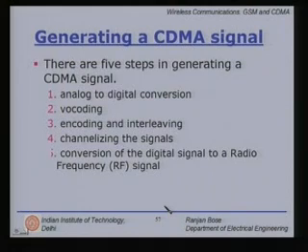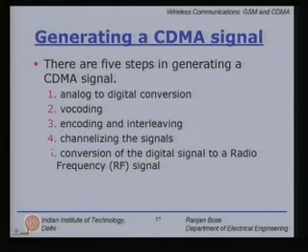So let us now talk about generating a CDMA signal. There are 5 essential steps in generating a CDMA signal. First of all, we have to go from our analog world to the digital world, so we have to do an A to D conversion. Then an important step where a lot of emphasis is paid in CDMA systems as compared to GSM systems is the voice coder or the vocoding part. Then we move on to encoding and interleaving, channelizing of the signals, and finally conversion of the digital signals into RF or radio frequency signals. So we will talk about all these 5 points from the perspective of CDMA systems.